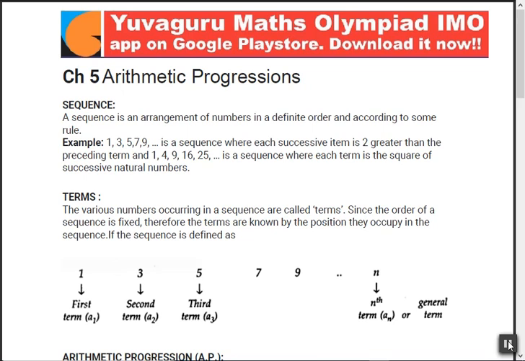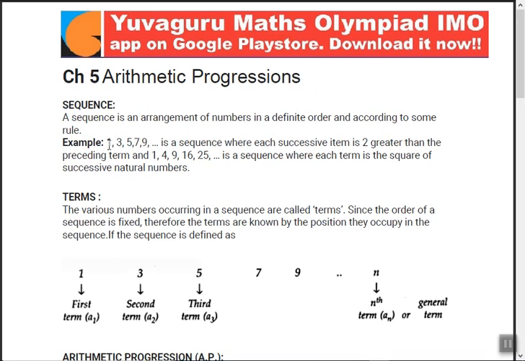So let's come to the definitions now. Firstly, what is a sequence? A sequence is an arrangement of numbers in definite order and according to some rule. Definite order means if you go on adding 2, then go on adding 2 everywhere. That's called a definite order.